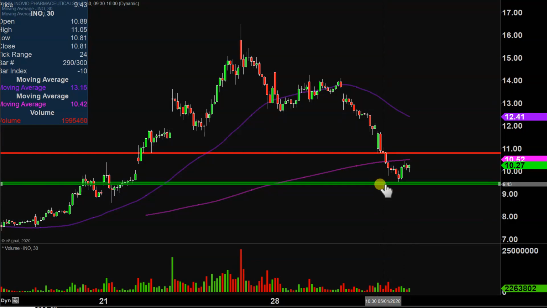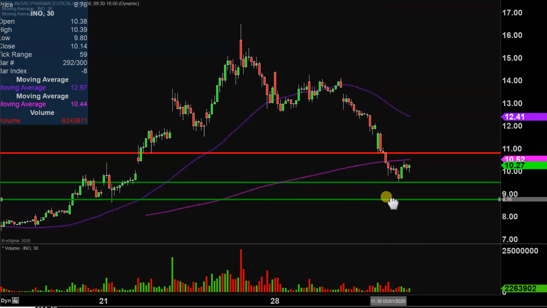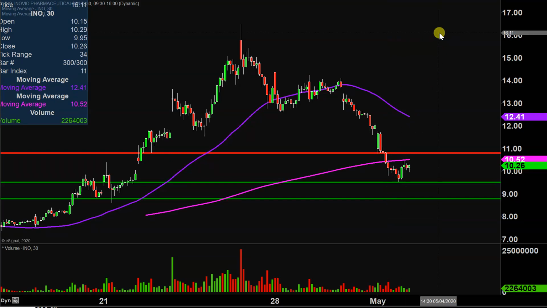But if $9.50 does not hold up, next key level of support after that would then be down right around $8.80. So overall, rough way to end the week, but next week is a new week, so we'll see if the price can try to get things turned around or not.